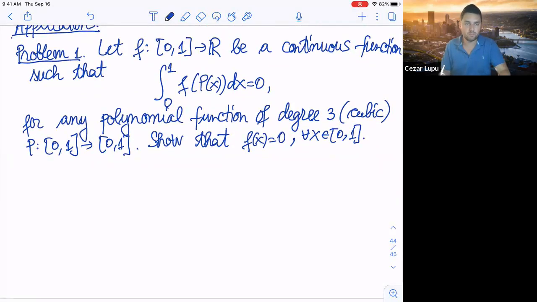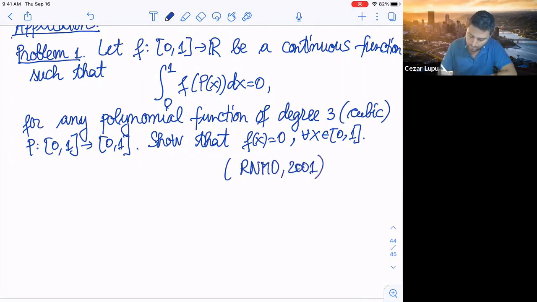Let me point out, this was a Romanian National Math Olympiad, I think in 2001. Pretty cool problem. Of course, you have to use as elementary tools as possible, but I think the official solution was something like you construct in a certain way the polynomial of degree 3, which we will do as well. I don't recall it, to be honest with you, but anyway.